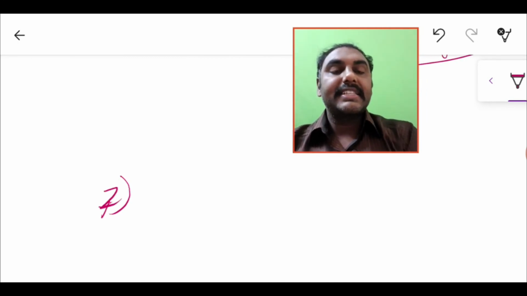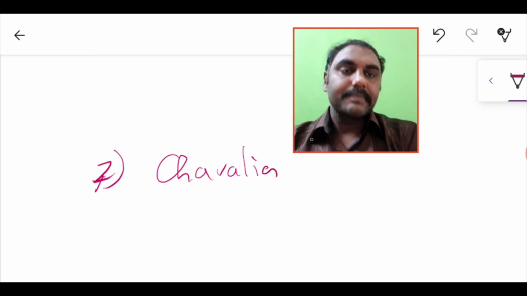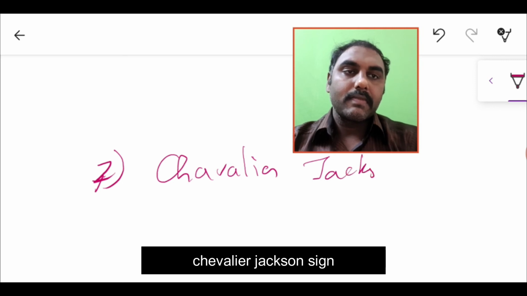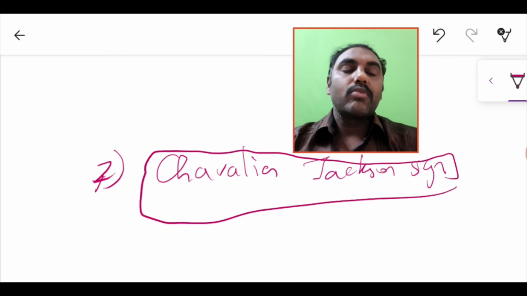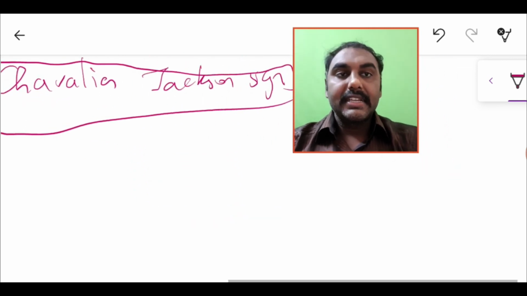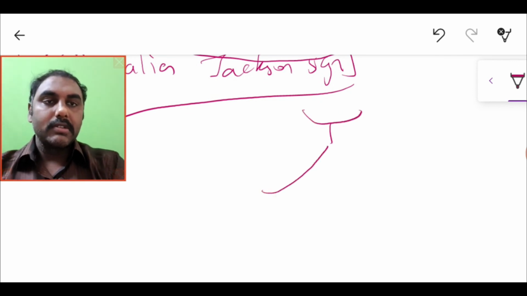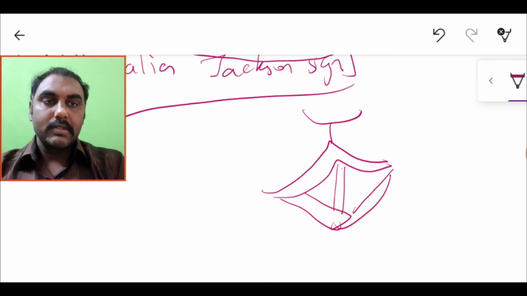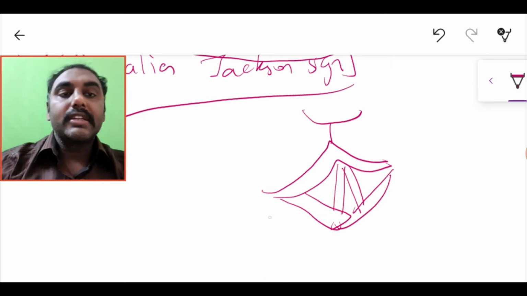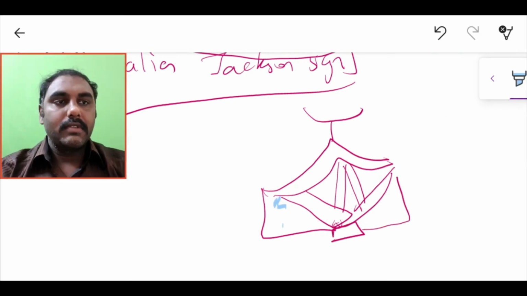So coming on to the next sign, which is called Cavalier-Jackson sign. So what does this indicate? Cavalier-Jackson sign means, say when I am putting in an endoscope now, we could see this is the vocal cord. This is the vocal cord. We can see that this and this will be the pyriform fossa.